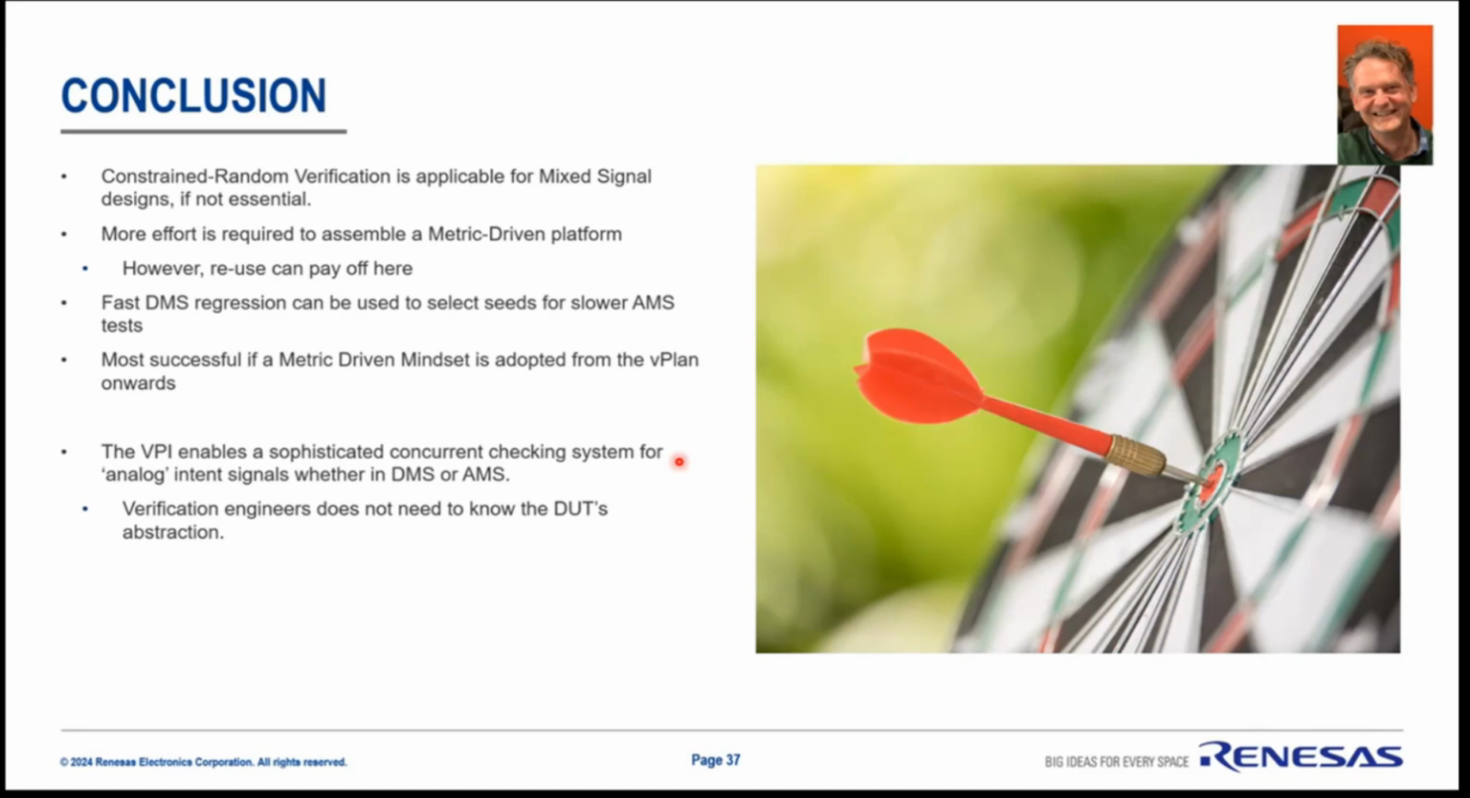Peter's VPI methodology for concurrent checking is a very powerful system for analog intent on signals, whether they're in DMS or AMS. The verification engineers, in order to use this, don't need to know about the Dutch abstraction. And UVM-MS will be the vehicle to drive this capability. So that comes to the end. I know we've overrun slightly, so the time for Q&A is limited, but are there any questions?